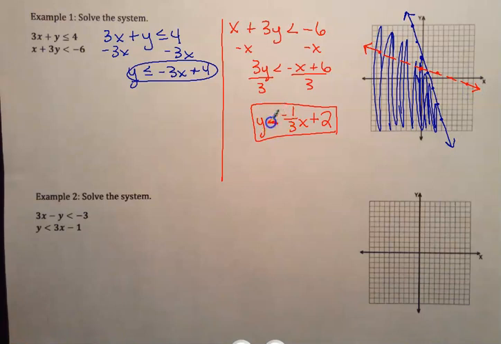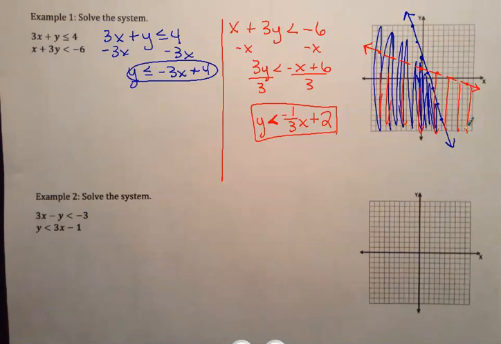It's less than, so I need my y. Where are my y's less than? It's going to be down below again, so I'm going to shade maybe like that.